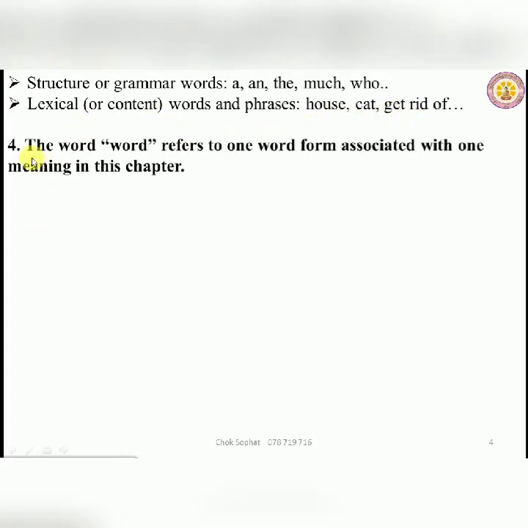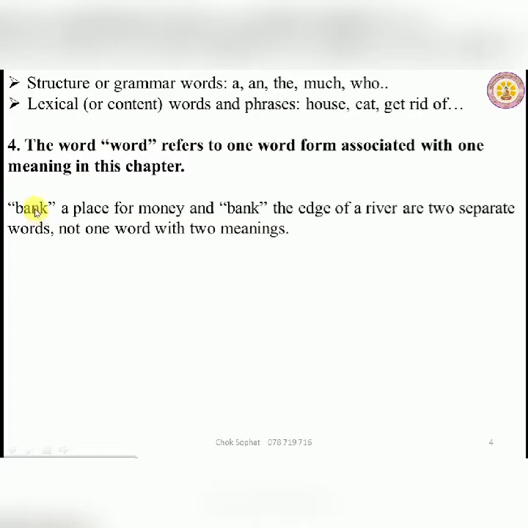Number 4. The word "word" refers to one word form associated with one meaning in a chapter. So the word "word" is a countable noun. For example, bank. Bank is a place for keeping money, right? And one more, bank also means the edge of the river.